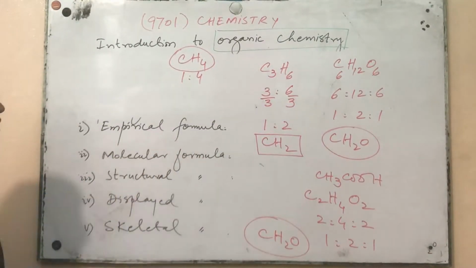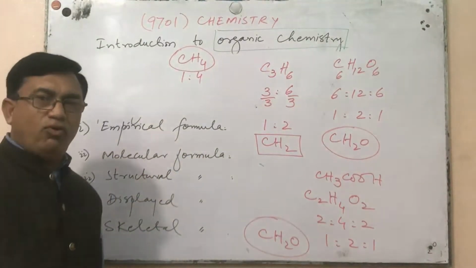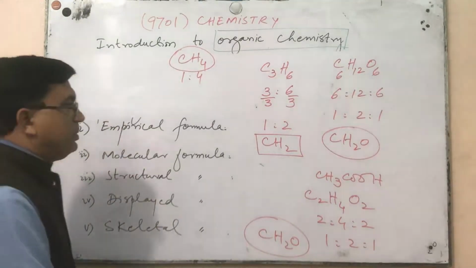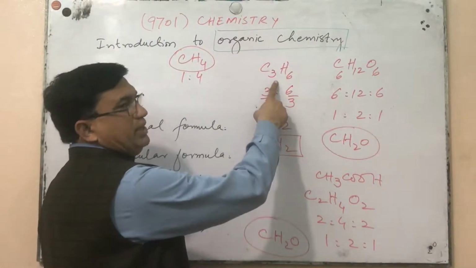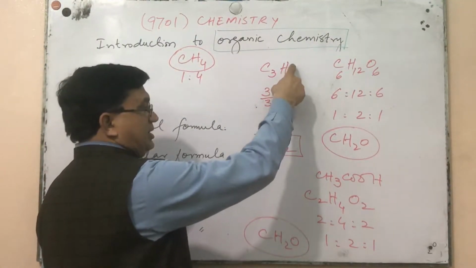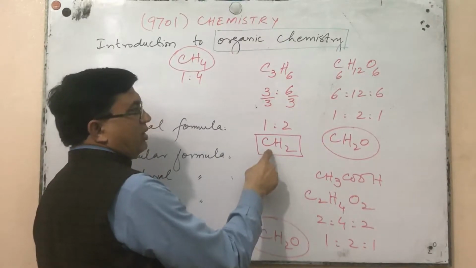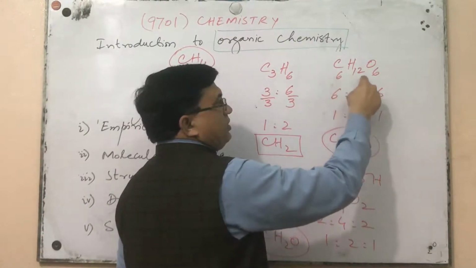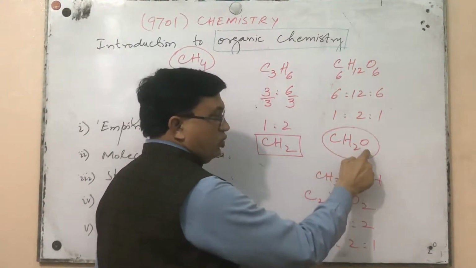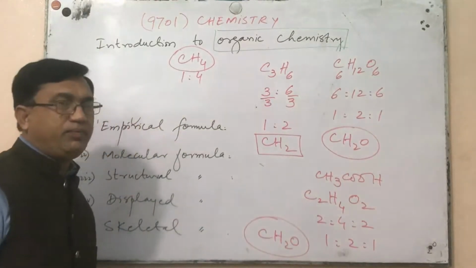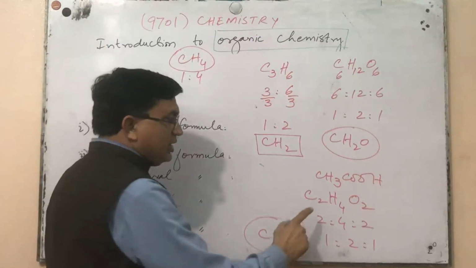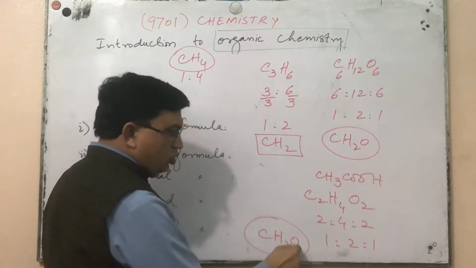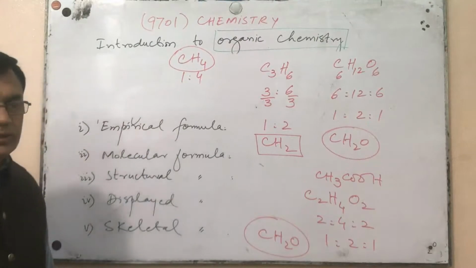Now, the molecular formula: the formula which shows the actual number of atoms present in a molecule is called the molecular formula. For example, the molecular formula of propene is C3H6. This is the empirical formula. The molecular formula for glucose is C6H12O6, not CH2O. The molecular formula for ethanoic acid is C2H4O2, but not CH2O.